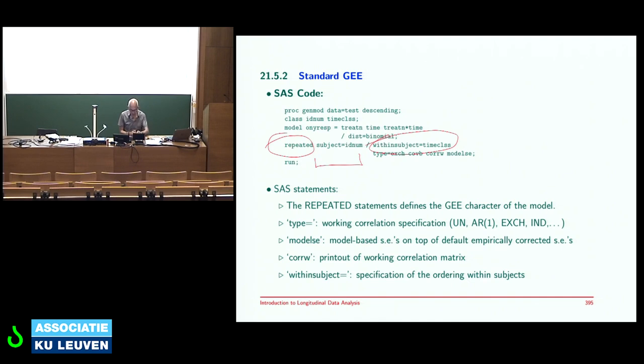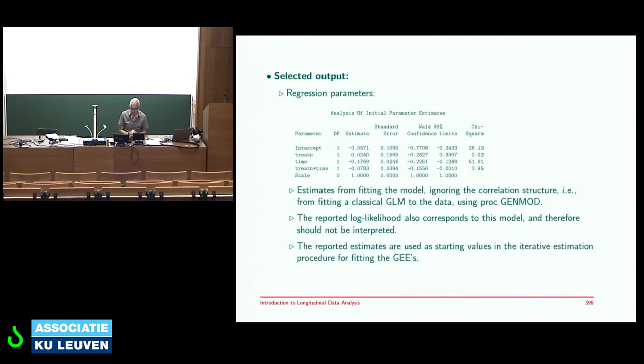But when it really comes to GEE, the key thing is type. Type is exchangeable, assumes all correlations to be equal. Type is UN, assumes unstructured, and so on. So COVB is the variance-covariance matrix, and CORRW is the working correlation structure that you would like to see. MODELSE is the model-based standard errors, in other words, the naive standard errors. You do get the robust standard errors for free, but the naive standard errors, you have to ask for them. Okay, and then we look at the output.